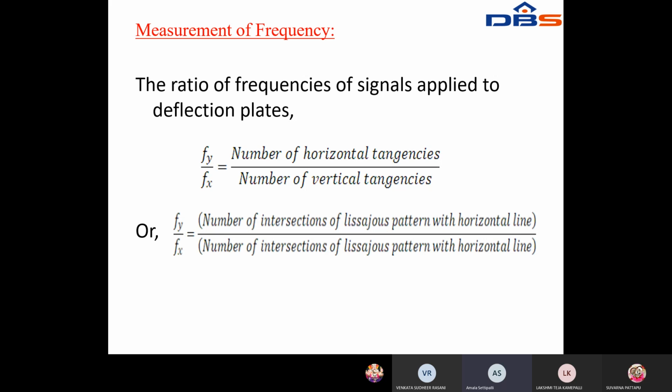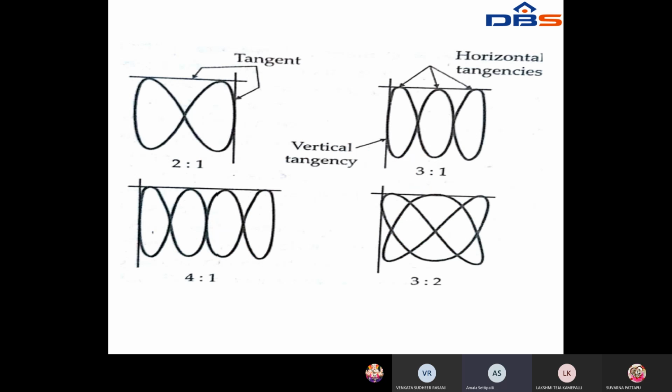Okay, this is the vertical line and this one is the horizontal line. Whenever the signal is applied, you can get the pattern here. This is the x-axis, this is the y-axis. So the Lissajous pattern you can get like this. Wherever there is tangency, that means whenever the path touches the axis, that is nothing but a tangency.